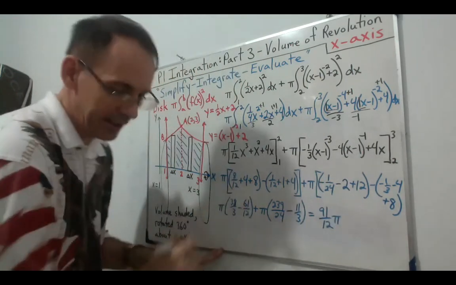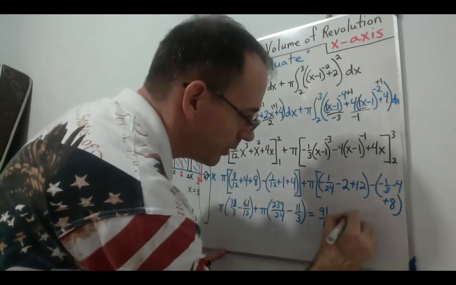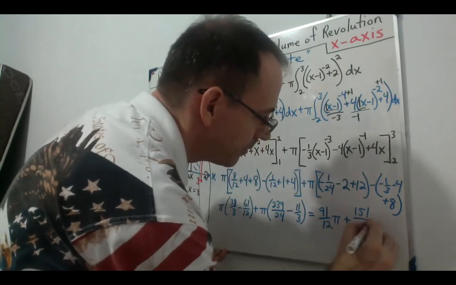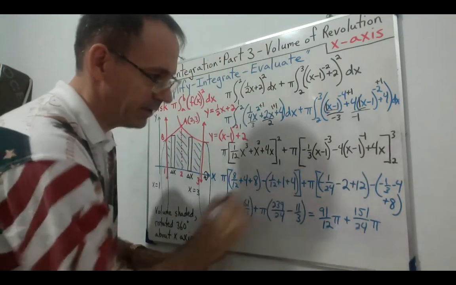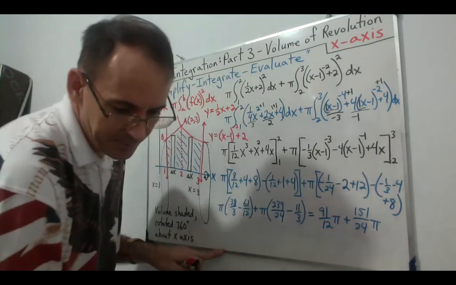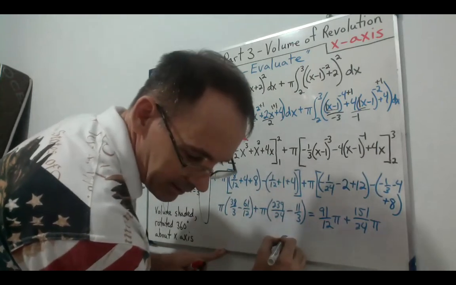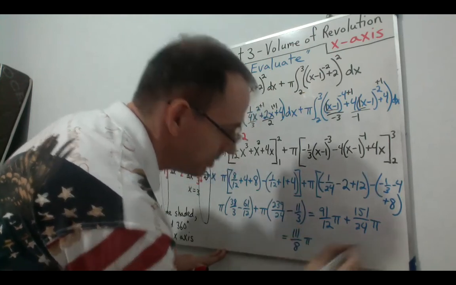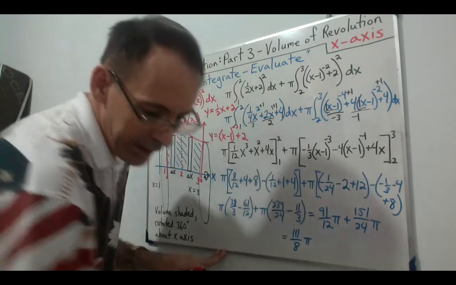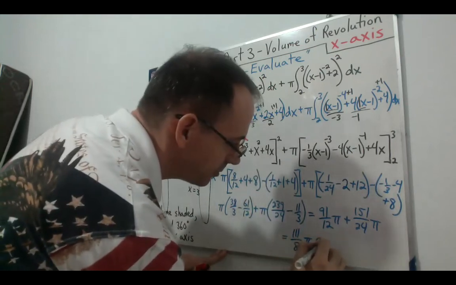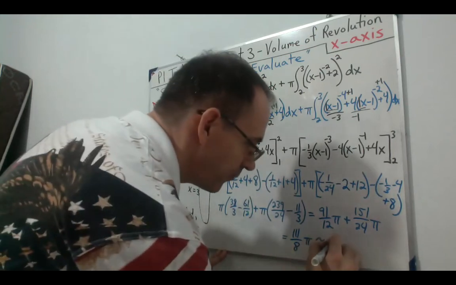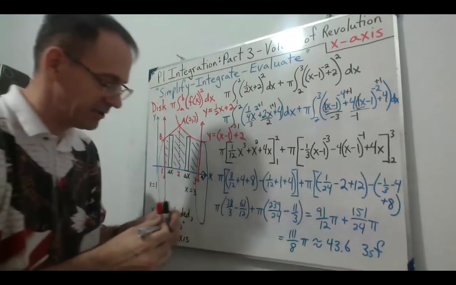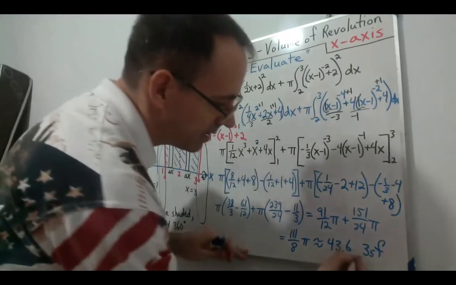for this first part. And then for the second part, we have 151/24 pi. You can check that out. And that gives us a grand total of 111/8 pi when you add those two together, which if you change it into decimal form is approximately 43.6, to 3 significant figures, and this is our answer.